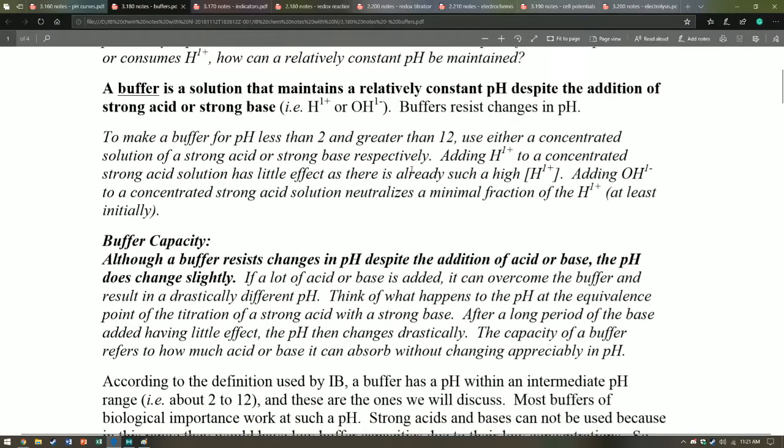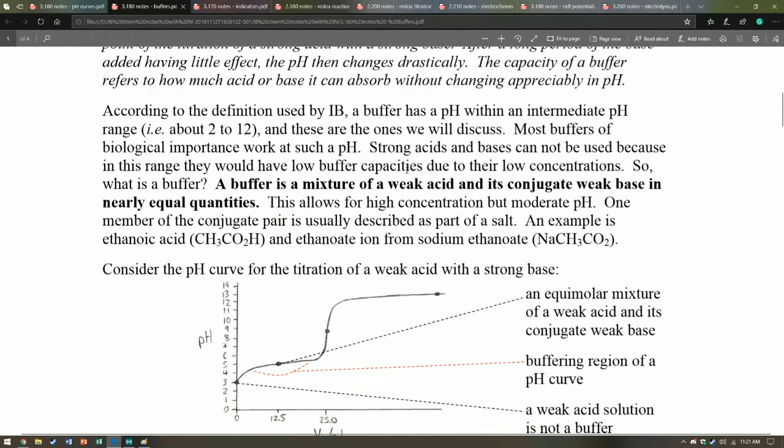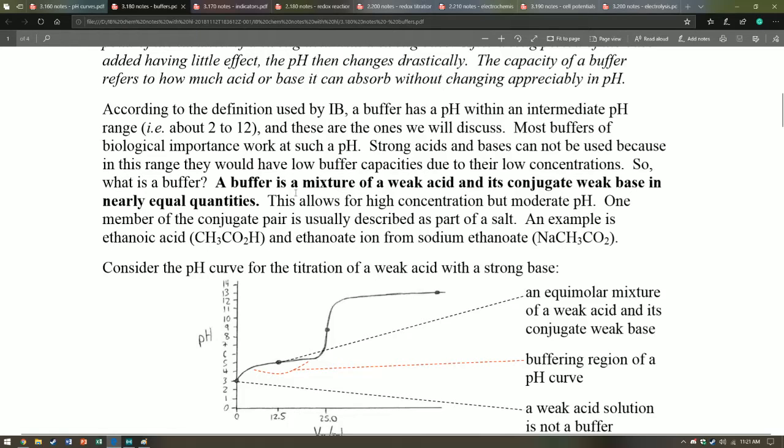Note here that you can only change the H plus or OH minus concentration slightly, and if you add enough acid or base, you can actually exceed the buffer capacity of the solution, and it'll go haywire. A buffer is a mixture of weak acid and its conjugate weak base in nearly equal quantities. That's what it means in the context of IB.